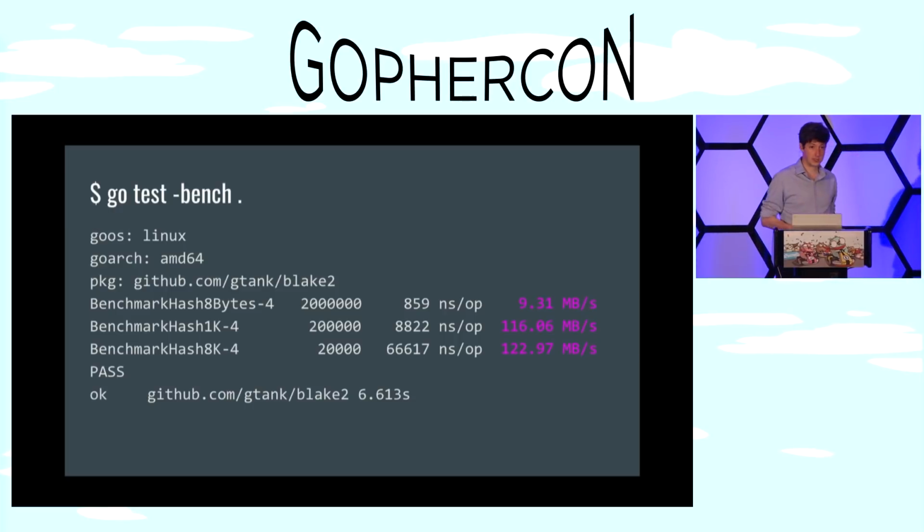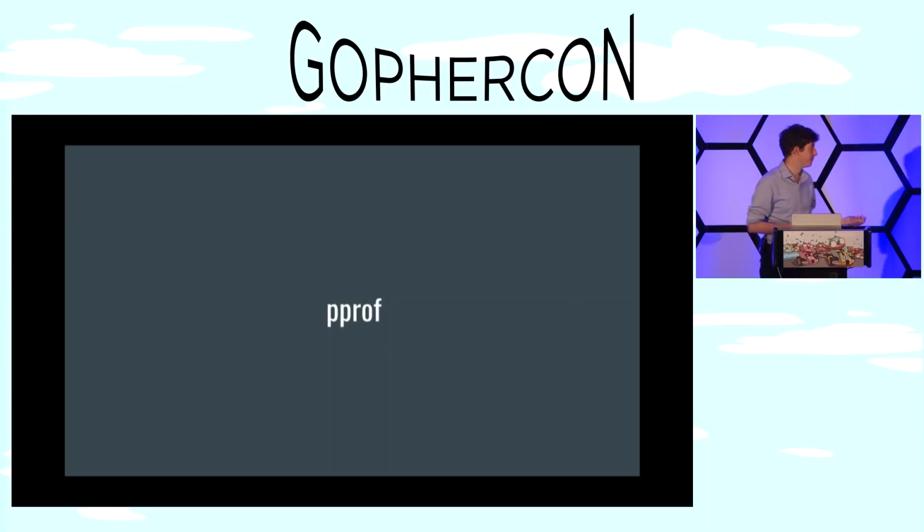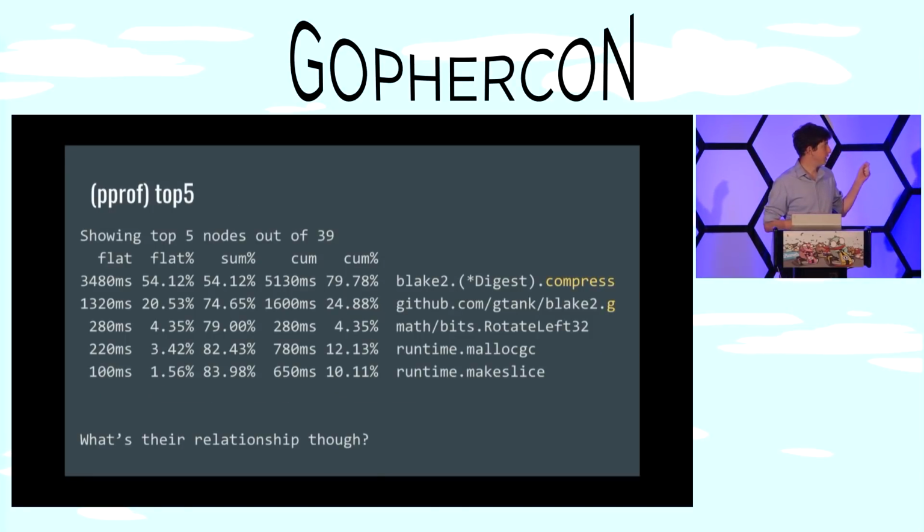So what is slowing us down? Obviously, it's something. This is where pprof comes in. If we run pprof on this code, we'll see that it has a feature called top 5, which gives us our 5 hottest functions. Compress and g, whatever they are. Math bits, which is going to be some kind of bit shifting thing. Allocations and slices. But we don't yet know what the relationship between these things is.